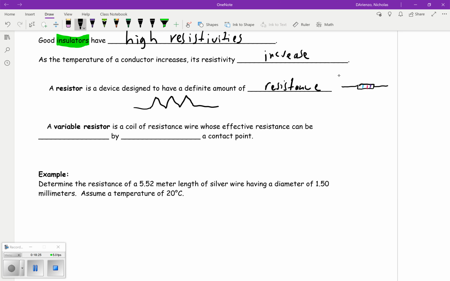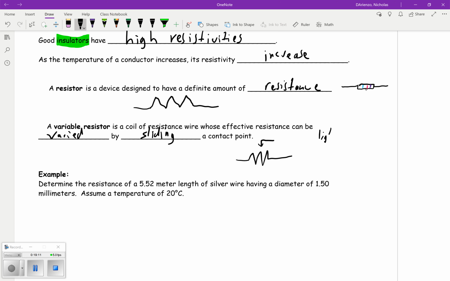Now, a variable resistor is a coil of resistance wire whose effective, or essentially output resistance, can be varied by sliding a contact point. And this is going to look similar to the regular resistor, except now this one has an arrow over the top that indicates essentially where the resistance is. Is it more? Is it less? Because we can change the amount. It's a varying amount of resistance.